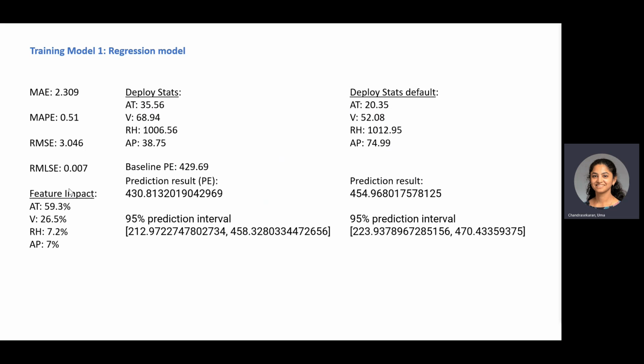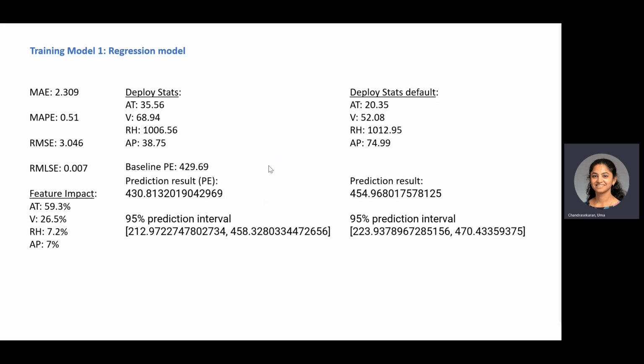I did analyze the different features, and based on the data set we were provided, it looked like temperature and vacuum were the main contributors and had more weight or importance towards the model than humidity and pressure. Once the model was deployed, by default, when you choose the regression model in Google AutoML, the objective that it is trained to is usually root mean square error.